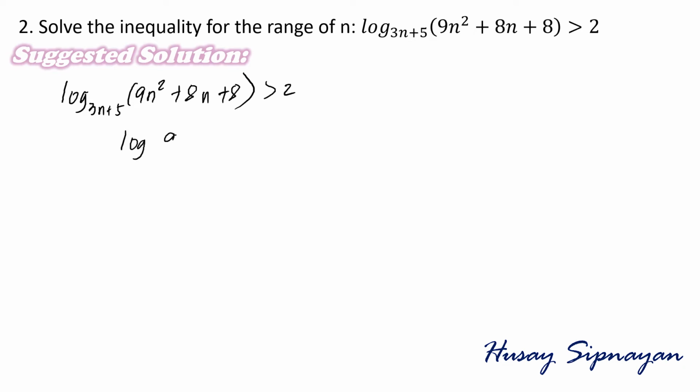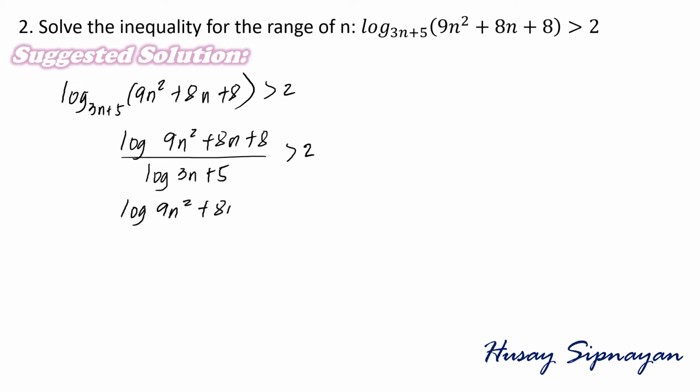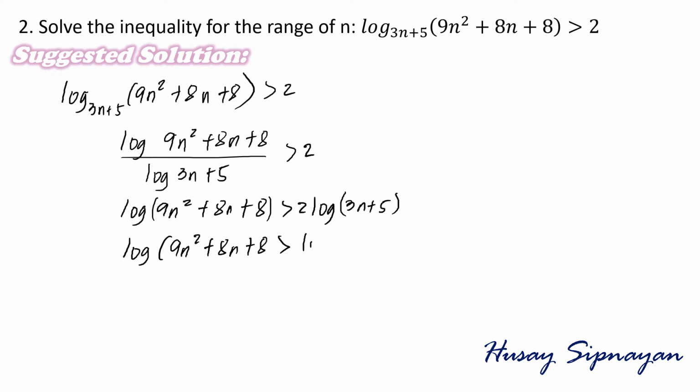Magkakaroon tayo ng logarithm of 9n squared plus 8n plus 8 over logarithm of 3n plus 5 greater than 2. Multiply natin both sides of the inequality by logarithm of 3n plus 5. Magkakaroon tayo ng logarithm of 9n squared plus 8n plus 8 is greater than 2 times the logarithm of 3n plus 5. Gamit ang power rule of logarithm sa right-hand side ng inequality, magkakaroon tayo ng logarithm of 9n squared plus 8n plus 8 is greater than the logarithm of quantity 3n plus 5 squared.